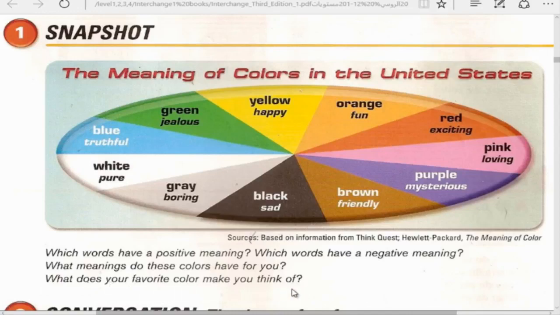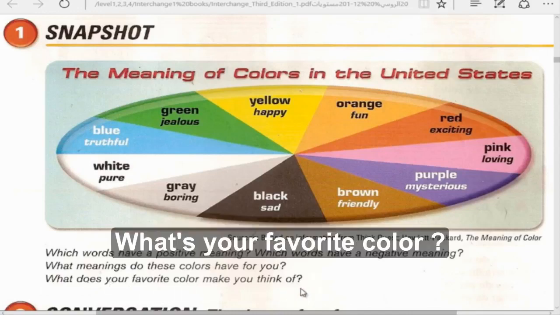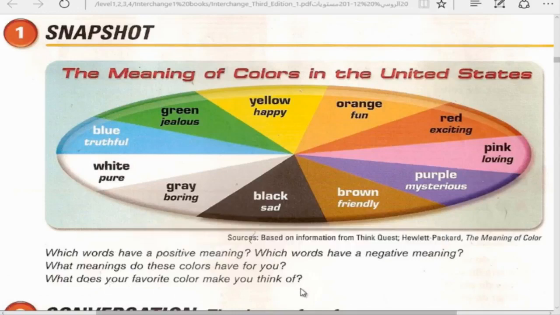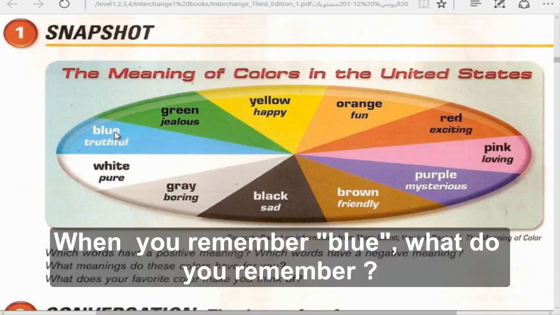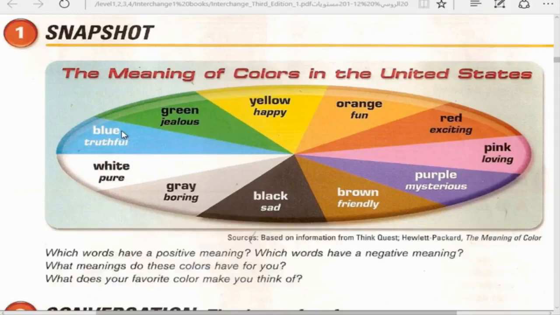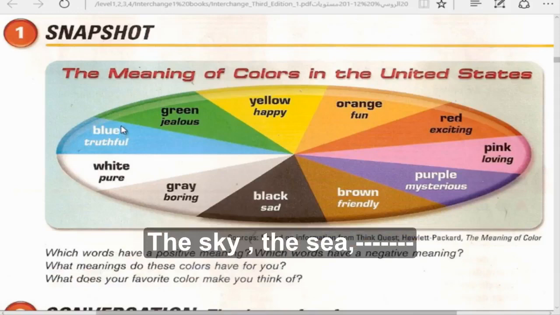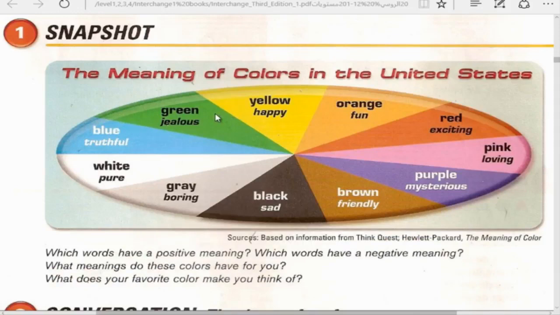What does your favorite color make you think of? What's your favorite color? My favorite color is white. My favorite color is blue. When you remember blue, what do you remember? Blue, the sky, the sea. Green. Trees. Yellow. The sun. Red. Blood.